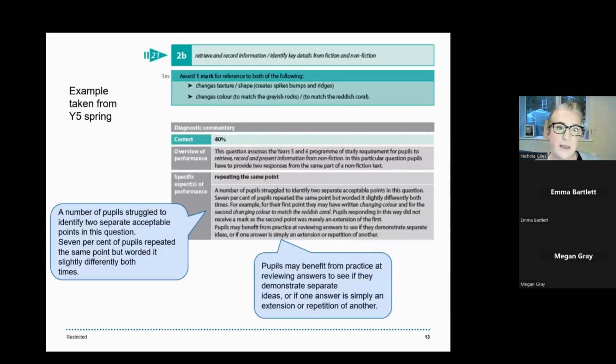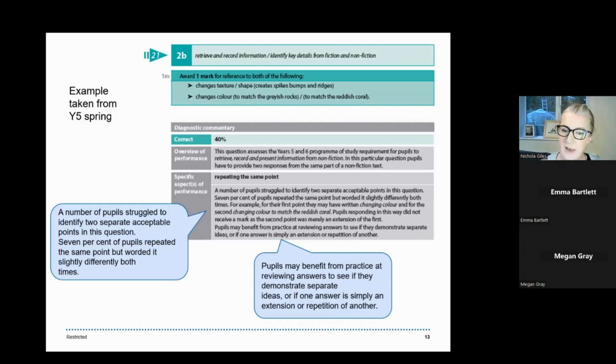And then the last one is from the Year 5 Spring, again retrieval and recording. This is where a lot fewer children answered correctly, so 40%. You can see that a number of pupils struggled to identify 2 separate acceptable points. 7% of them repeated the same point twice. So they knew they had to write 2 things, but they just repeated themselves, so they didn't have that second one to go with.